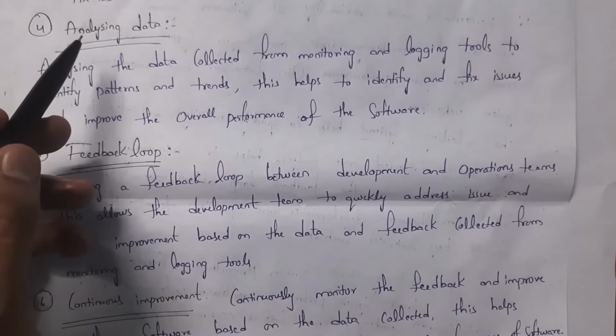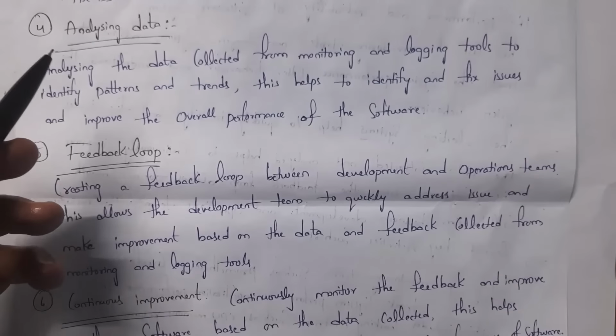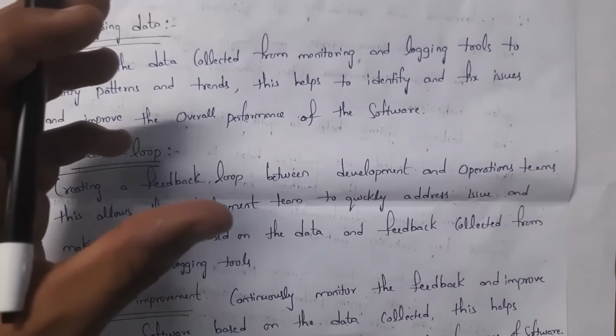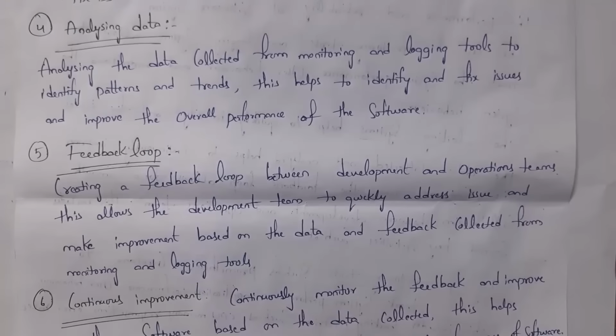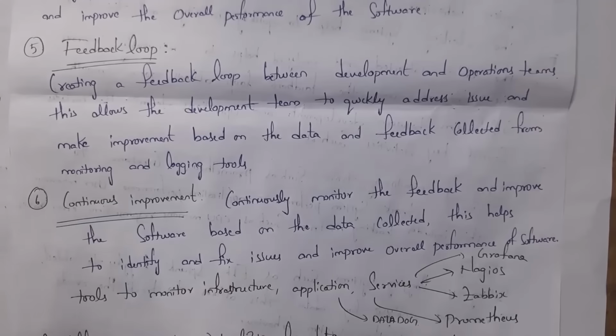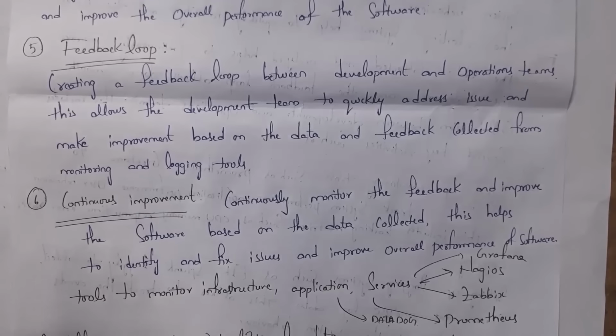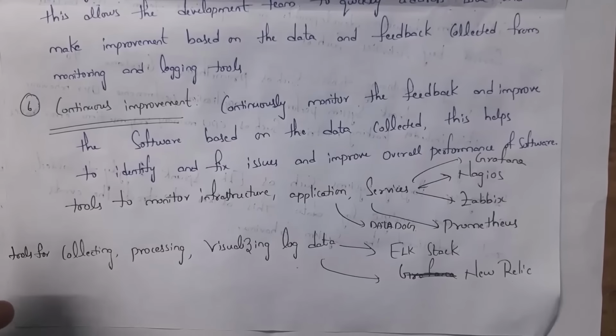And fourth one is analyzing data. Guys, analyzing data is nothing but after collecting complete data from monitoring and logging tools, that complete information is represented in the form of bars and charts. So by seeing those graphs and charts, we can clearly identify the performance of our software. And fifth one is feedback loop. So based on feedback from monitoring and logging tools, the developers team and operations team will interact with each other and they will fix that issue.